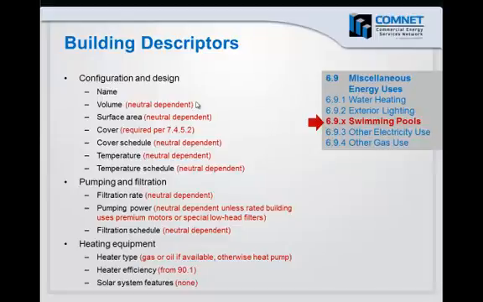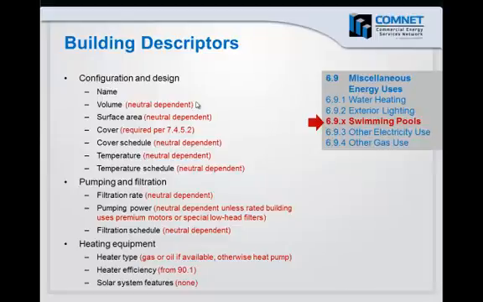Okay, moving on to swimming pools. If the rated building has a swimming pool, then so does the baseline building, and most of the characteristics of the swimming pool are going to be the same. In other words, they're neutral dependent. The volume, the surface area, the schedule for taking on and off the cover, the temperature that the pool is maintained at, and the schedule for the temperature are all neutral dependent. If there is no cover on the rated building, the baseline might have one though, because of section 7.4.5.2 of 90.1.